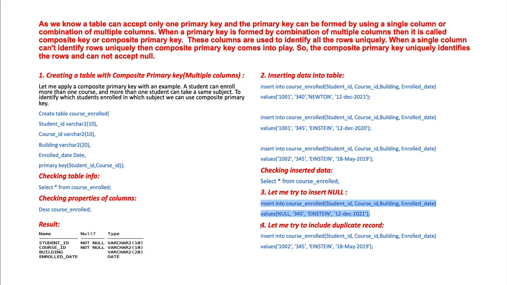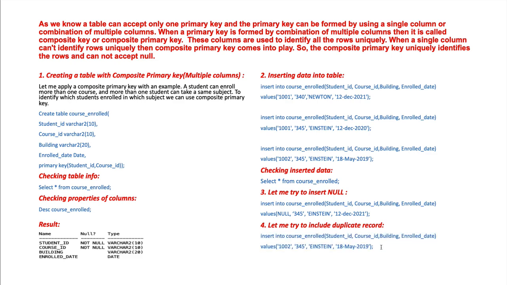Let me go through step 4. Let me try to insert duplicate records. In this record, I am going to insert one record which I have already inserted into the table, which is row number 3. When I try to run this code, it will display an error. The error says unique constraint violated. That means it cannot accept a duplicate record.